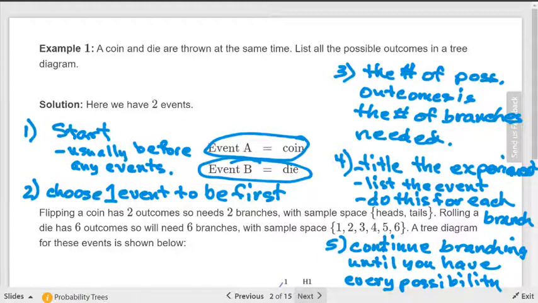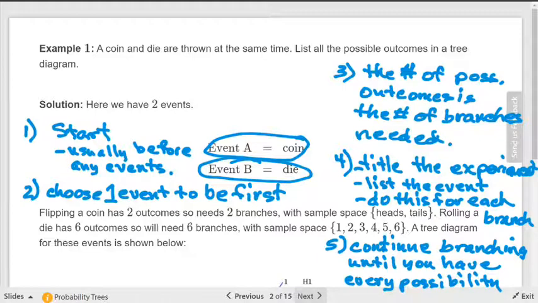All right, so let's just look at now their experiment. It's flipping a coin, rolling a die. So flipping a coin has 2 outcomes. Therefore, it needs how many branches? 2. Every outcome gets a branch, doesn't it? With sample space of heads and tails. So those are your two events, the 2 things that can happen. Rolling a die has 6 outcomes, therefore it needs how many branches?